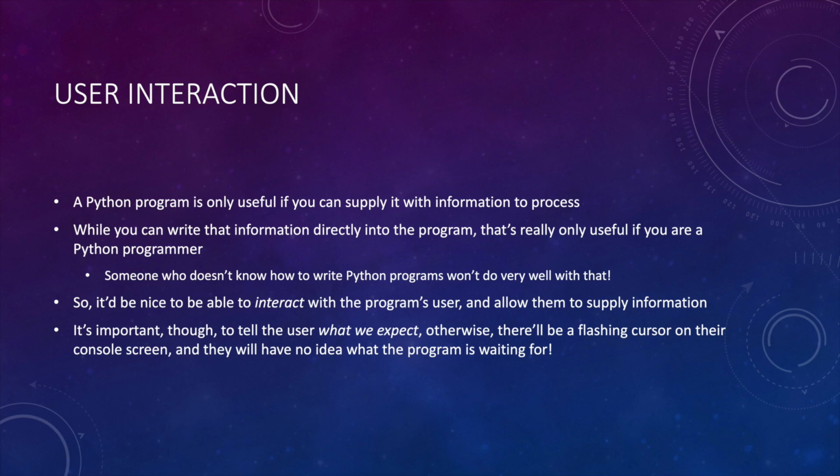So now we're going to move on into user interaction. A Python program itself is really only useful if you can supply it with information to process. Now, while you can write that information directly into the program, either, like we did with print statements, in literals, or assigning values directly to variables, that's really only useful if you're a Python programmer and you know how to modify a Python program. Most ordinary people have no idea about Python programming or any kind of programming. So if a person doesn't know how to write Python programs, that's not going to be overly useful to them.